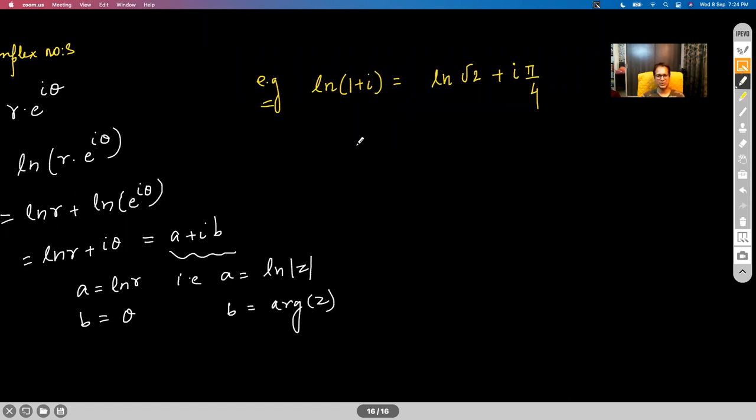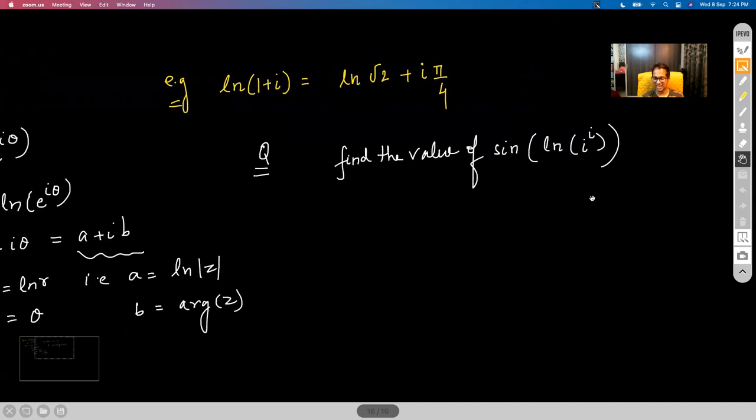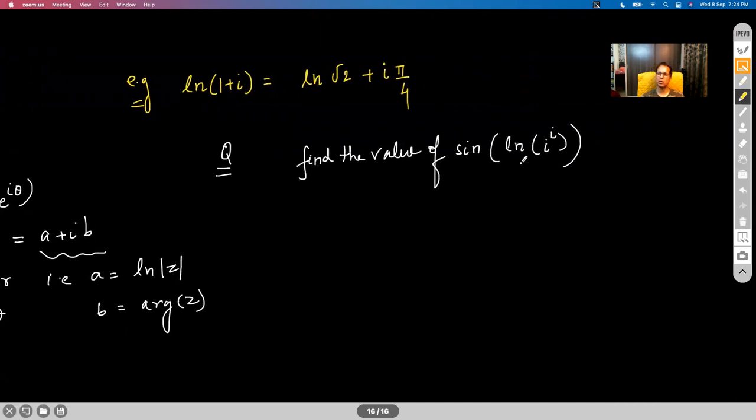Okay. If you don't have any questions, I have a question to ask. Okay, so my question is, find the value of sine of ln of i to the power i. Why did I write a one here? Okay, a single question. Find sine of ln, ln means log to the base e, of i to the power i.